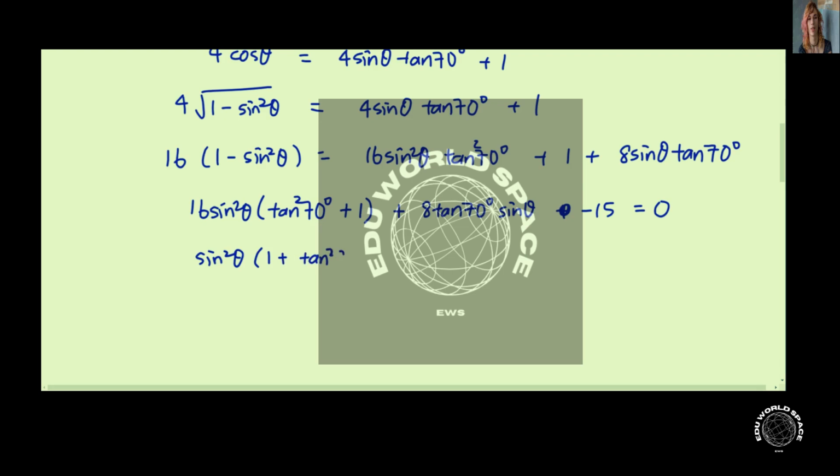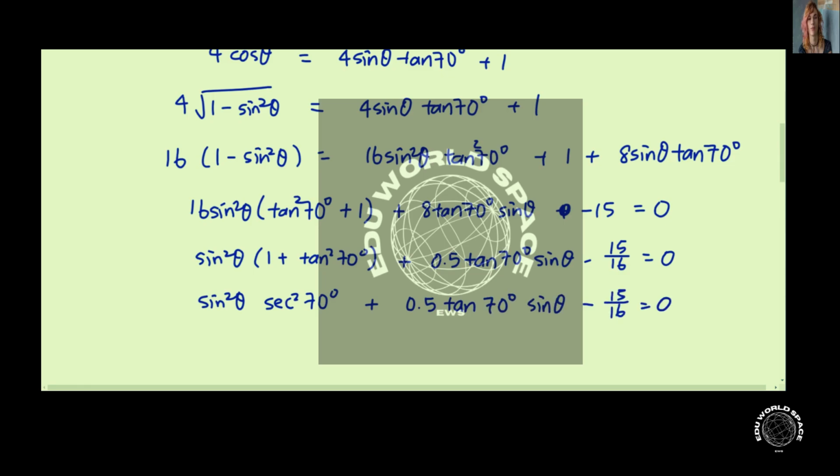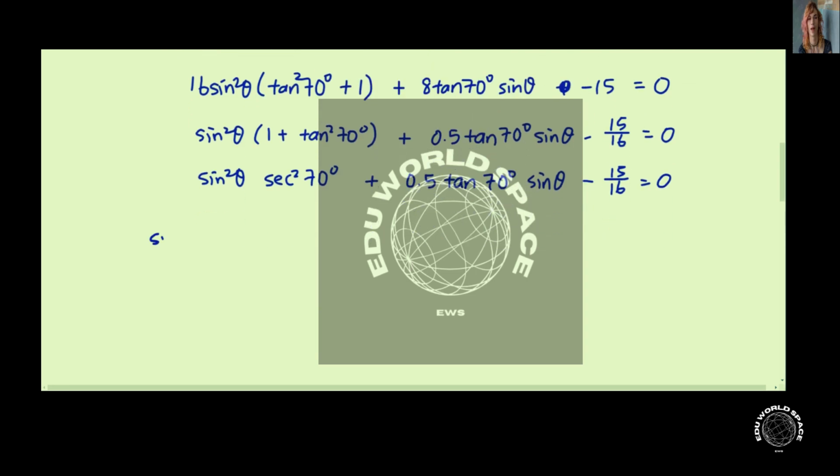So I'm going to divide 16 throughout. So I have sine squared theta times 1 plus tangent squared 70 degrees, plus 0.5 tangent 70 degrees sine theta, minus 15 over 16 equals 0. And then 1 plus tangent squared is secant squared 70 degrees, plus 0.5 tangent 70 degrees sine theta, minus 15 over 16 equals 0. Then you can use the quadratic formula.